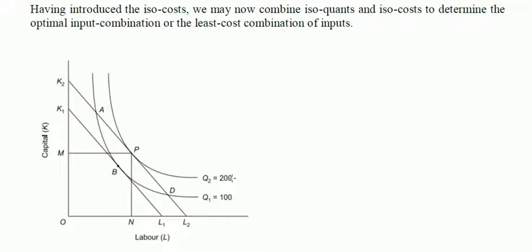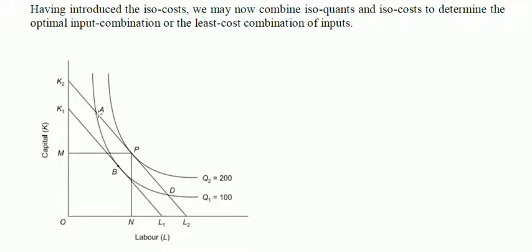So we have a few points, for example A, B, P, D. We have four points in which the ISO quant and ISO cost are intersecting. So at point B, if we are employing this much capital and this much labor, with a budget of K1 L1, at a lower budget, I am able to produce 100 units.